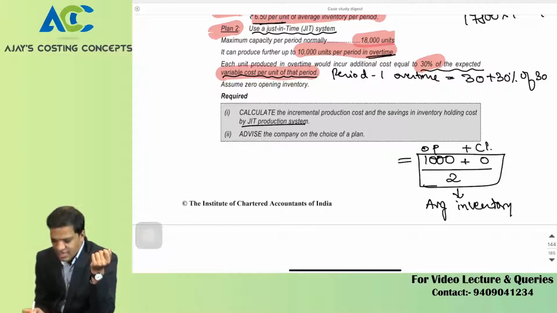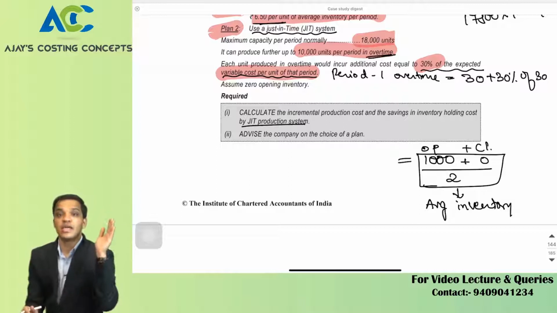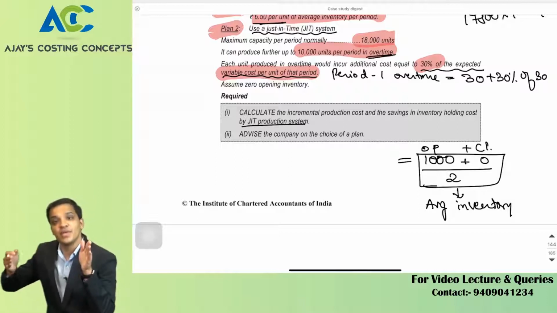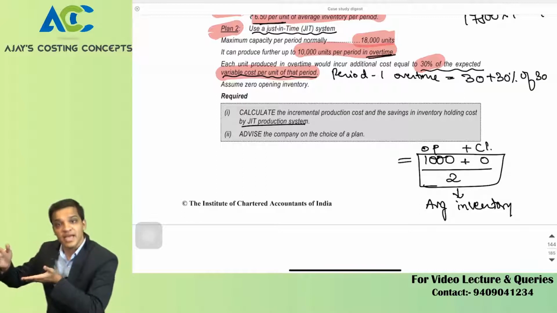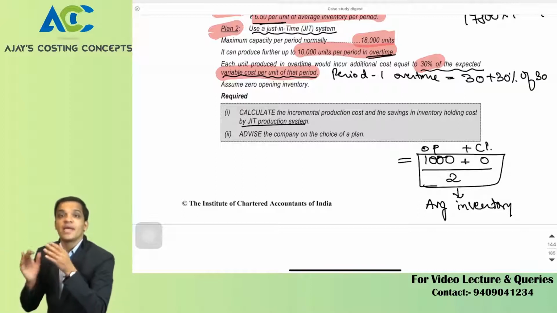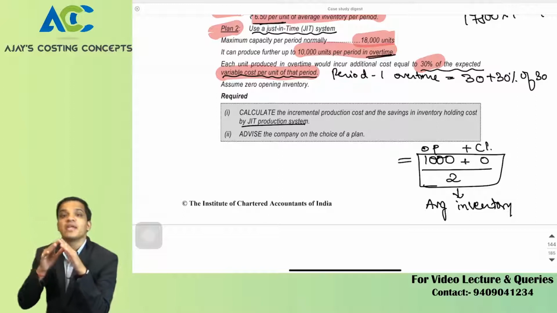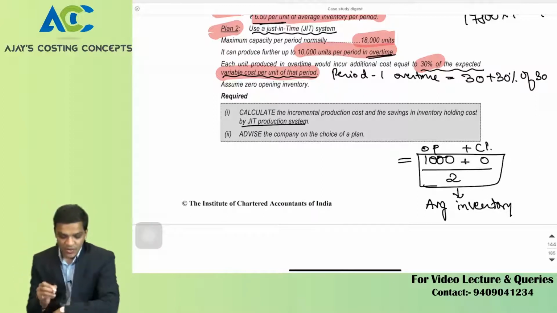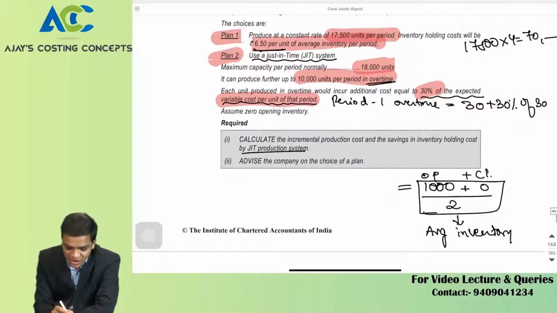average inventory for that period, and that is the holding. Because on day 1 you are holding 1000 units, day 2 it might decrease, day 3 it will keep on decreasing, and on day 30 at the month's end it becomes 0. So for my carrying cost I have to calculate an average, and that is the reason why I do opening plus closing divided by 2. Now here the carrying cost is 6.5.